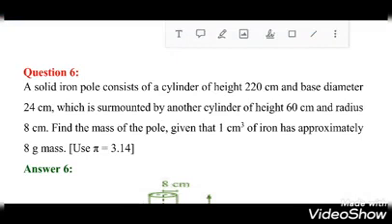In previous sums the combination of figures seemed to differ. It seemed a cone is surmounted by a hemisphere, or a cylinder is surmounted by a hemisphere, but here a cylinder is surmounted by a cylinder only. One is a larger cylinder, another one is a smaller cylinder, and both of them are surmounted. Surmounted means the smaller cylinder is fixed on top of the larger cylinder. Here they have given the measurements separately, larger and smaller. We need to find out the mass of the whole solid.